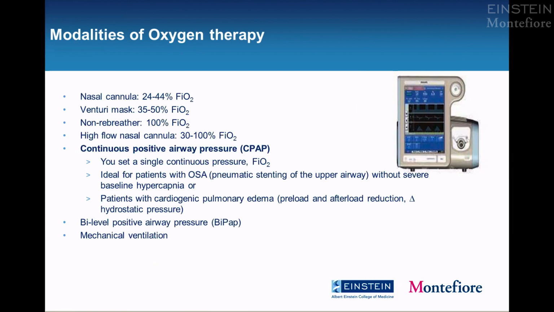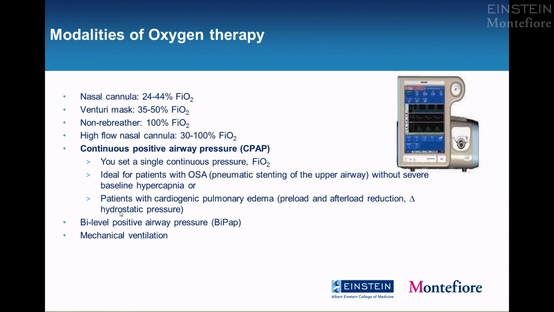CPAP has a very, very limited role in the management of patients with COVID-19 infection and really no role in the management of ARDS. Basically, you're setting two things. You're setting a single continuous pressure and you're setting an FiO2. This is really ideal for your non-COVID-19 patient with OSA, whether diagnosed and managed with CPAP at home or not. Provide some degree of pneumatic stenting of the upper airway. And assuming that patient does not have severe baseline hypercapnia or hypoventilation, in which case BiPAP may be more appropriate.